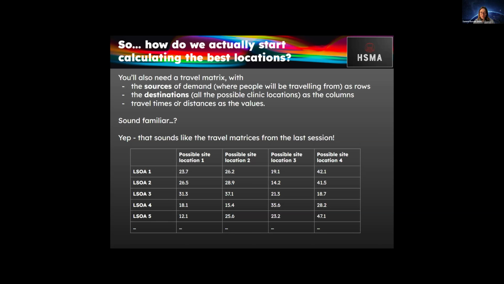Now, the destination. Every time we talk about a destination in this session, we're talking about possible clinic locations. So these will be our columns.